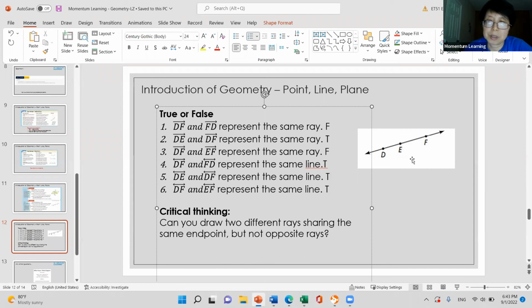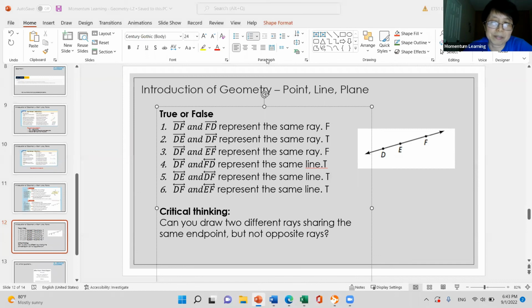Next time we're going to use the whiteboard so you can see well. If I draw a line over here, you see that's EF and this other ray. They share the same endpoint, but they are not opposite rays. Very good, Clement.